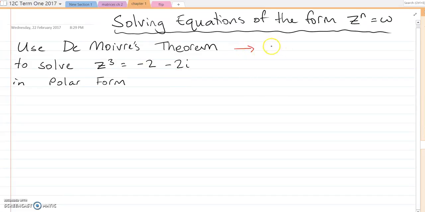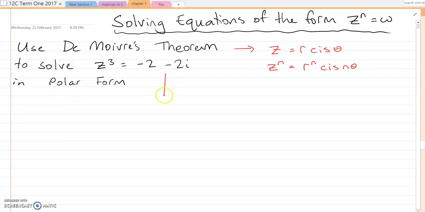Just a refresher, this tells you if z is in polar form, r cis theta, then z to the n raises the magnitude to the power n, and the angle gets multiplied by n. It also works for fractions, if n is a fraction like a square root, because that's what we're going to do in this example.